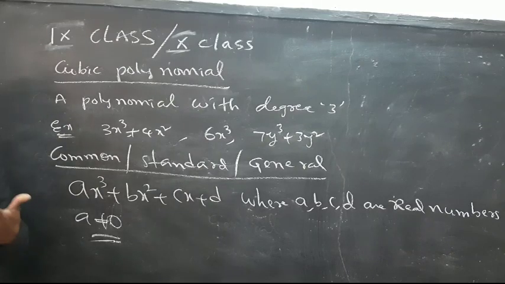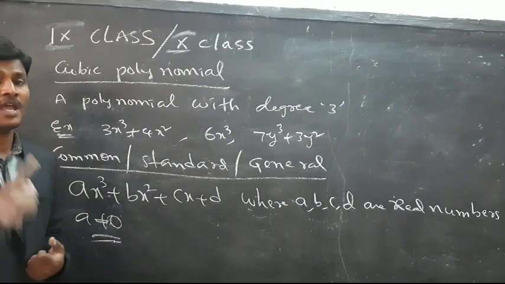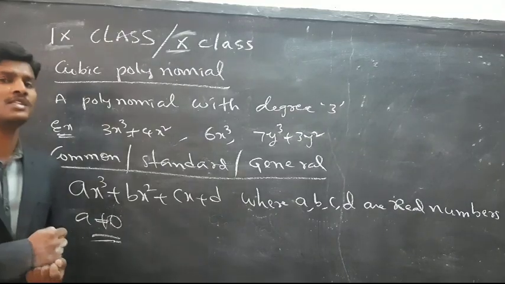So what is a cubic polynomial? A polynomial with degree 3 is called a cubic polynomial. What is the common form? ax cube plus bx square plus cx plus d is the common form of a cubic polynomial, where a, b, c, d are real numbers and a is not equal to 0.